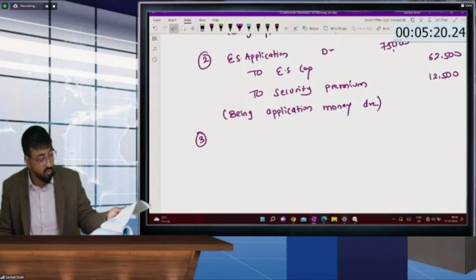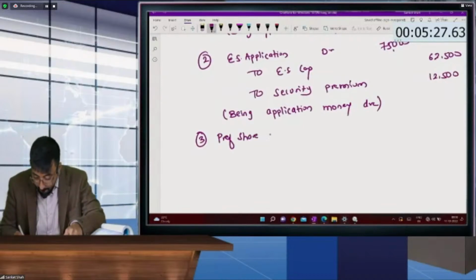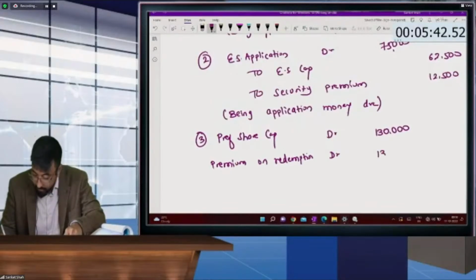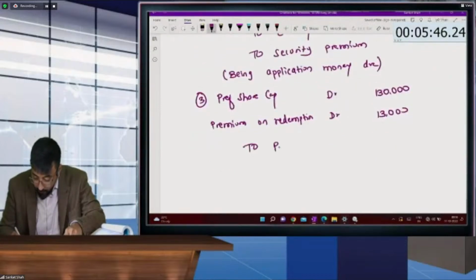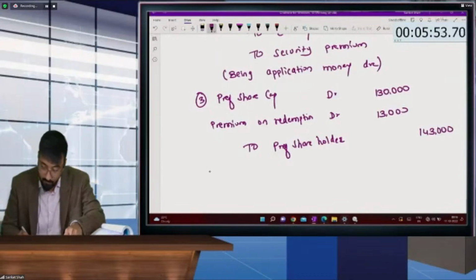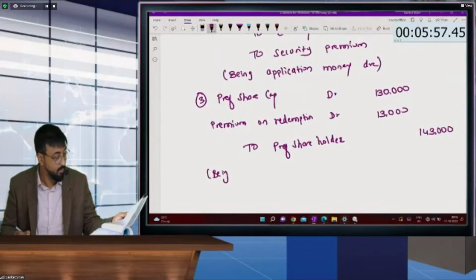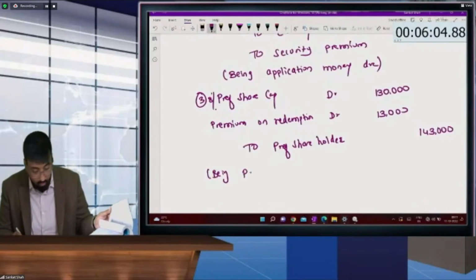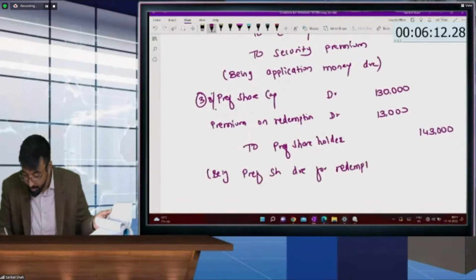This is the reason many students can't match my speed and they are failing. Preference share capital account debit 1,30,000. Premium on redemption debit 13,000. To preference shareholder, 1,43,000. Being this is 8% preference share capital. Being preference share due for redemption.